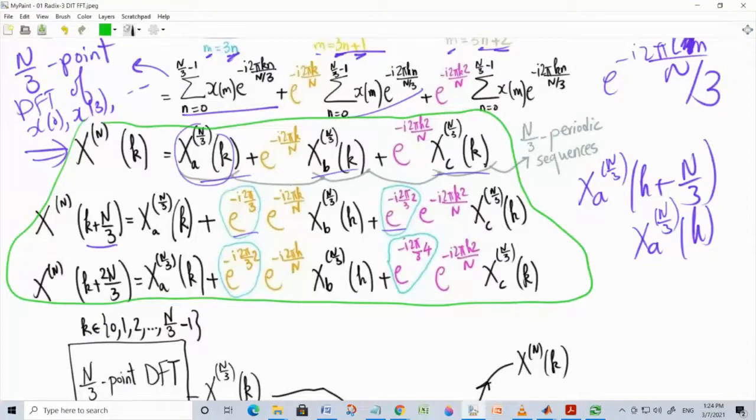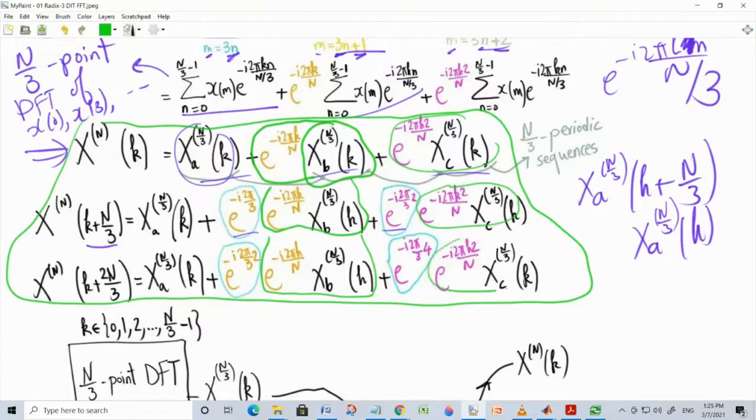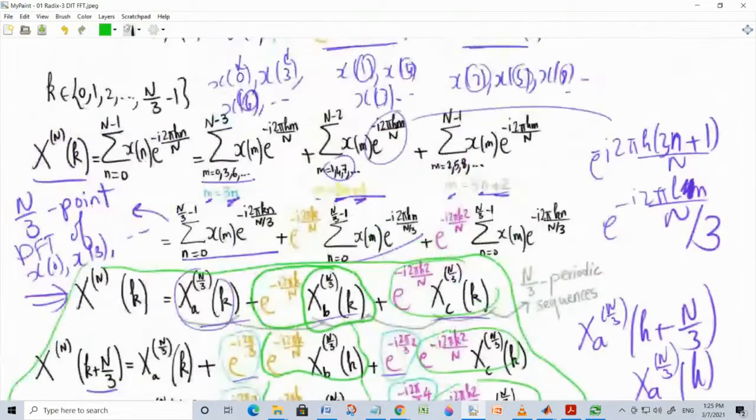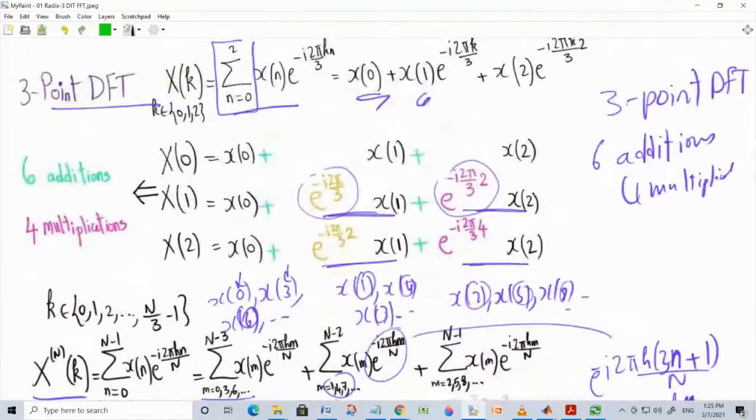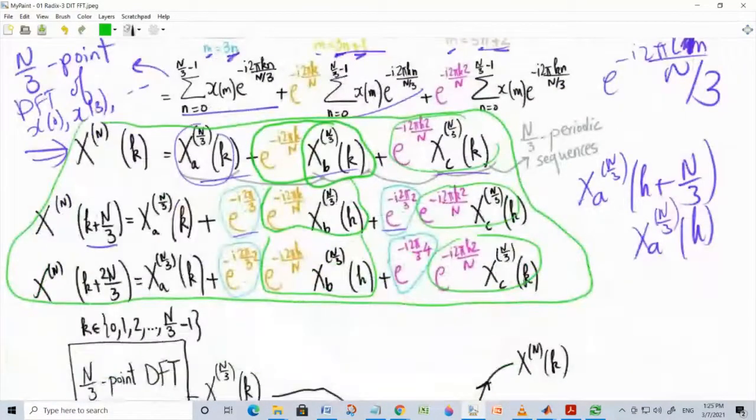Okay, so let me do it. This term here is always multiplied by this factor. So it will always appear multiplied by this factor. The other one is always multiplied by this other factor. So those will be like multiplication by twiddle factors. But then there are those terms, and if you look at the 3-point DFT, those are exactly the same terms that we have here.